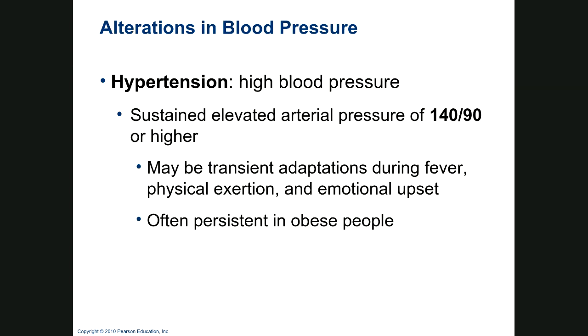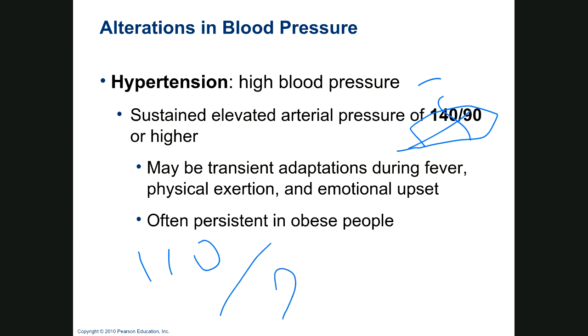Hypertension, high blood pressure. Now, this is wrong, and I should have changed this in the PowerPoint. This is the old data, 140/90. Realistically, the better rule of thumb is 110/70. If you can keep the blood pressure down to there, you have a much healthier individual.